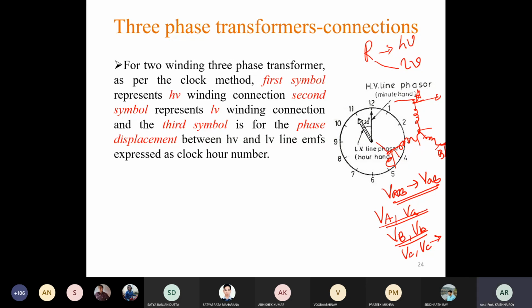Is it clear? This phase EMFs and line EMFs, is it clear or not?